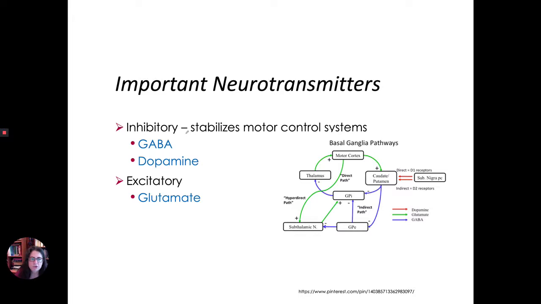There are a lot of neurotransmitters involved in the basal ganglia, but probably the most important ones are the two inhibitory ones, GABA and dopamine, especially dopamine for the substantia nigra. That's over here. Oh, there it is. The substantia nigra is over here. And the excitatory one that's of particular note is glutamate.